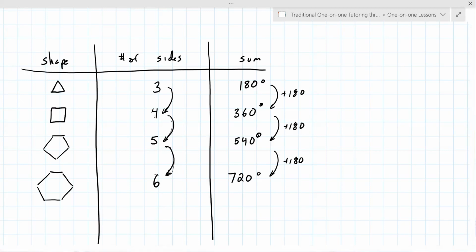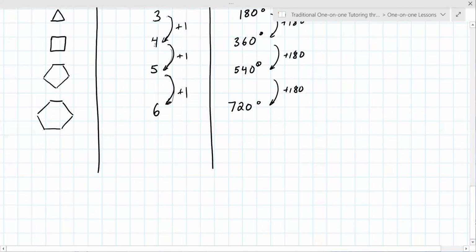Do you understand the question? You first have to add 180. What number do you add to 3 to get to 4? 1. Okay, what number do you add to 4 to get to 5? 1. And how about 5 to 6? 1. Okay. So my question for you is, is this a linear relationship?